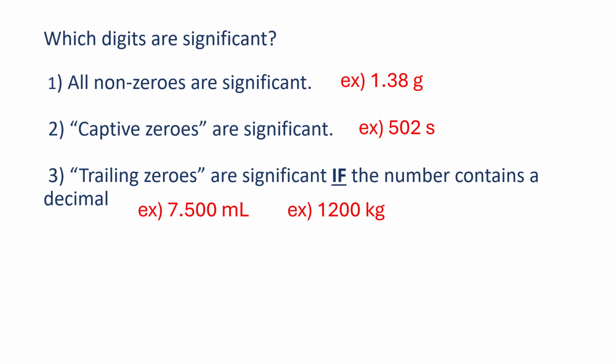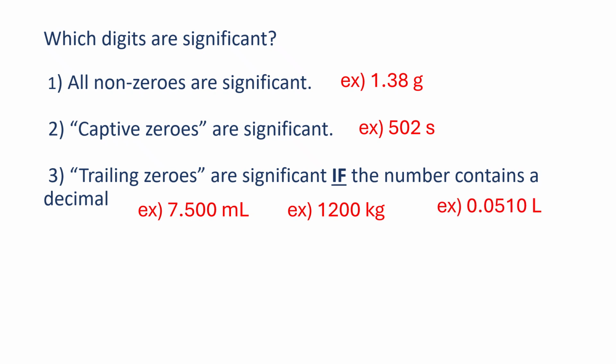Now in this next example, 1,200 kilograms, the zeros are just placeholders. They are not considered significant figures. In other words, we can only rely on this number to the nearest 100 kilograms because the sig figs are the 1 and the 2, right? So the last sig fig is in the hundreds place. The other two digits beyond that are just placeholders.